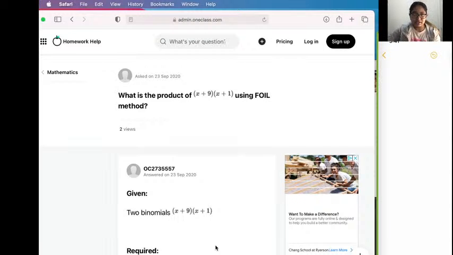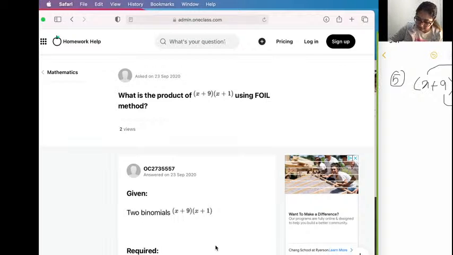So our next question, our fifth question, says: what is the product of (x + 9) times (x + 1)? Using FOIL, we're basically just expanding this whole expression, (x + 9)(x + 1), by multiplying out each term with the next. We multiply x with x, then x with 1, then 9 with x, and then 9 with 1.